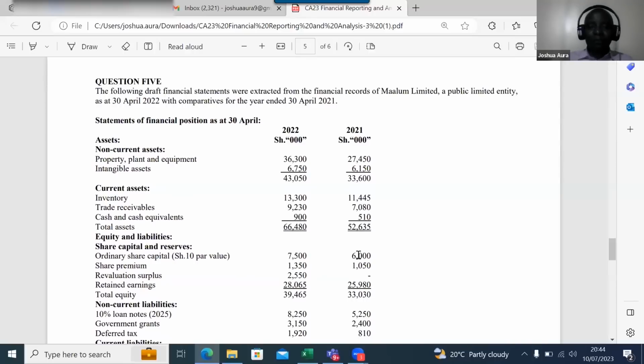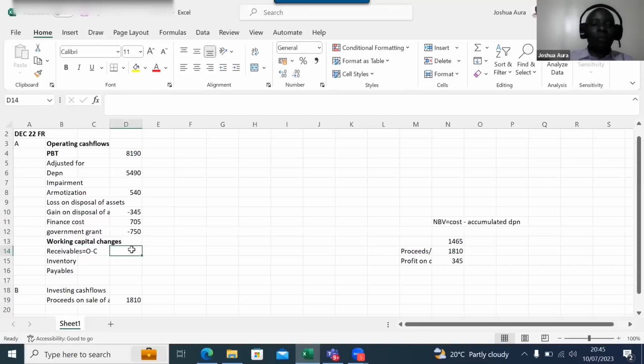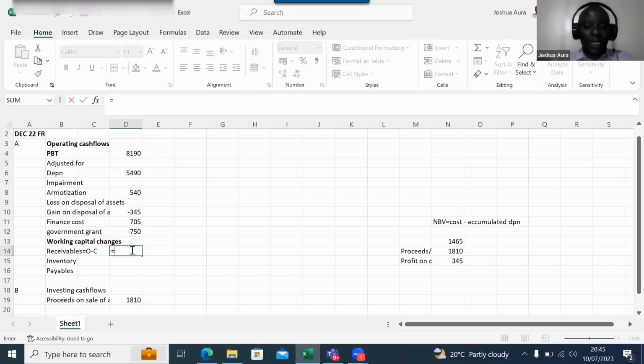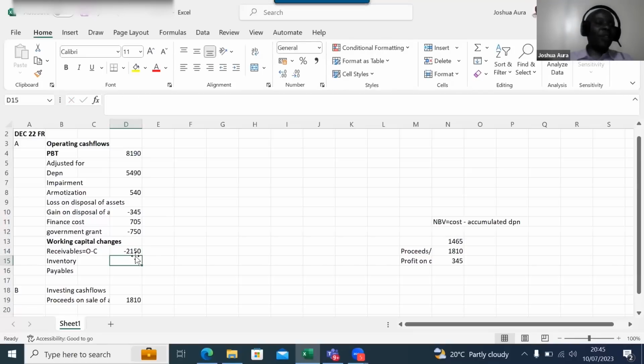So in this case, for receivables, it is 7080 minus 9230. Opening minus closing. So come here to your Excel, and you talk of opening, which is 7080. I have to say equals, of course, 7080 minus 9230, and then I say enter. So I'm getting here minus 2150.